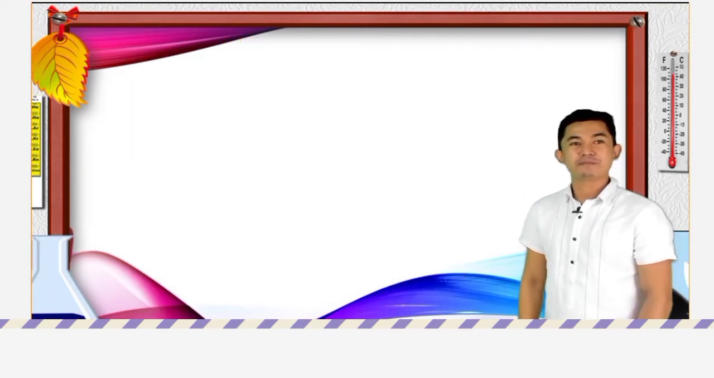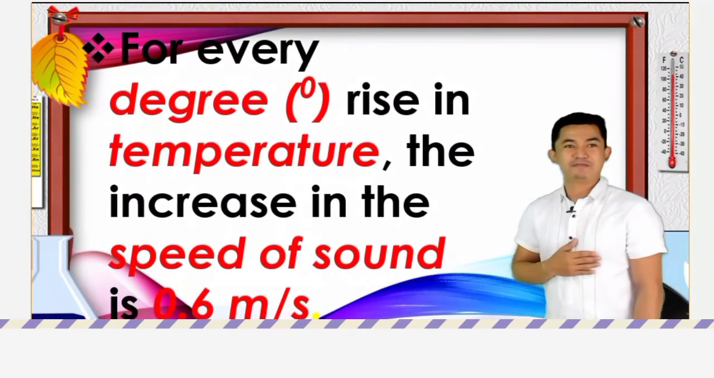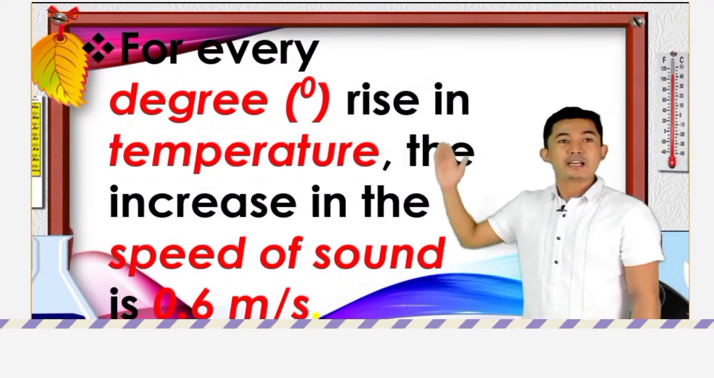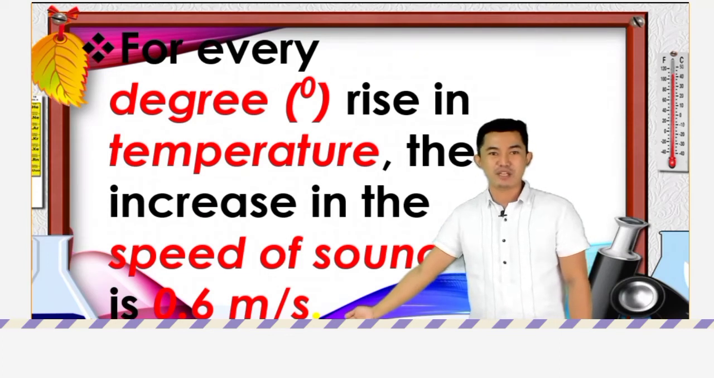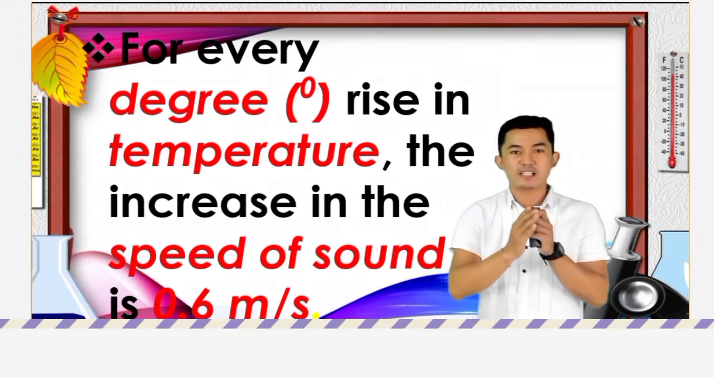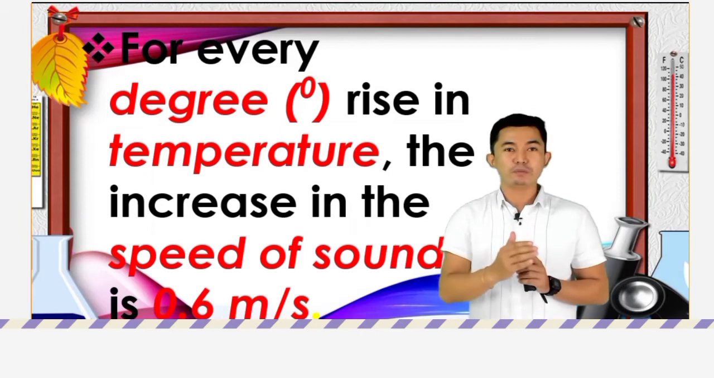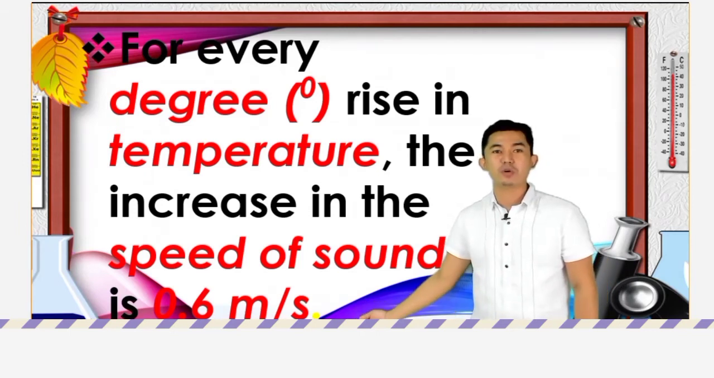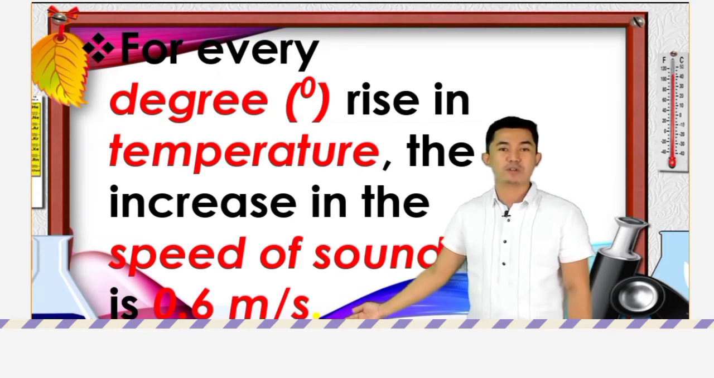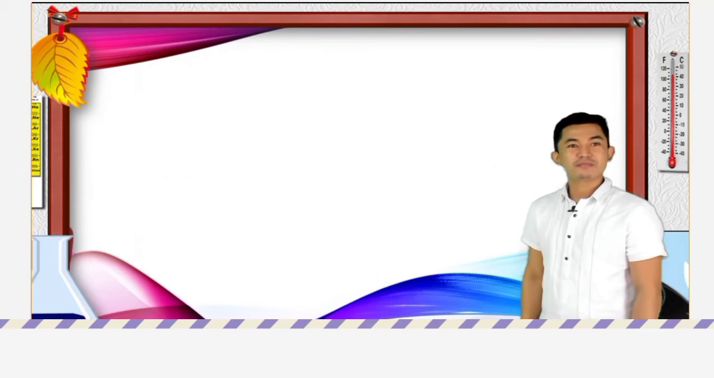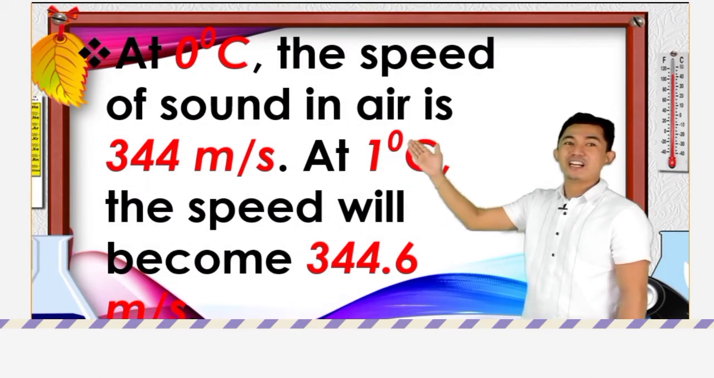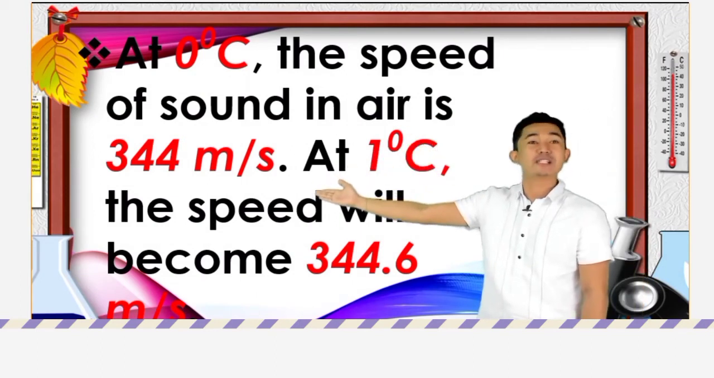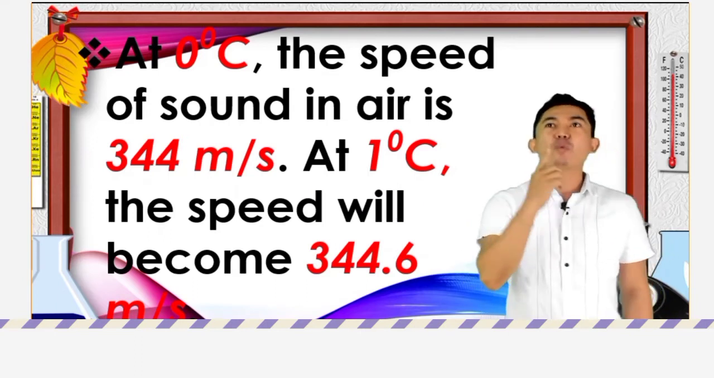Okay? Aside from that, for every degree rise in temperature, the increase in the speed of sound is 0.6 meter per second. Do not forget this. For every degree increase or rise in temperature, you need to also add to the speed of sound 0.6 meters per second. Okay? Aside from that, at 0 degree Celsius, the speed of sound in the air is 344 meters per second, as we said a while ago. Now, how about if it is at 1 degree Celsius?